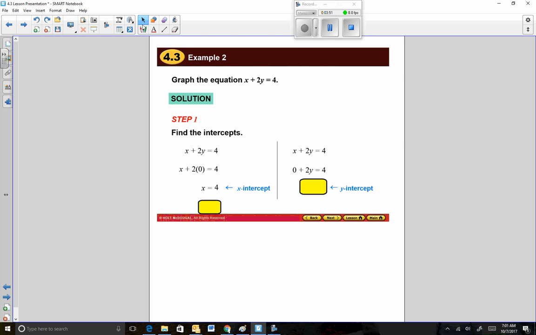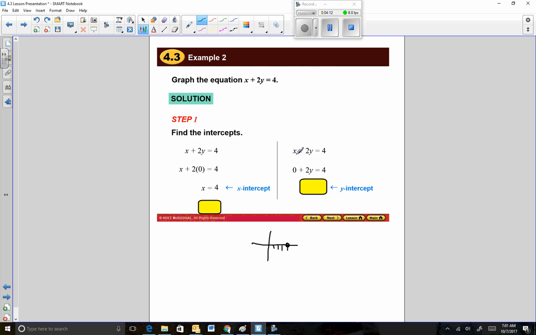What does that mean? Let's take a look real quick. I'm going to draw a quick little graph. We go like this. That means x at 4: 1, 2, 3, 4. Your line will cross right here.